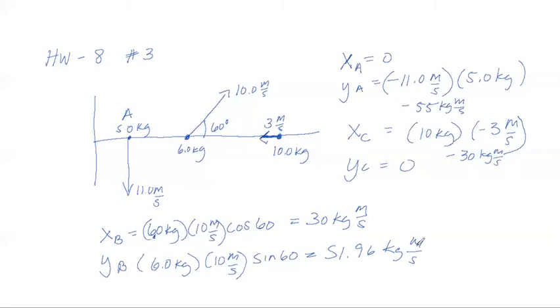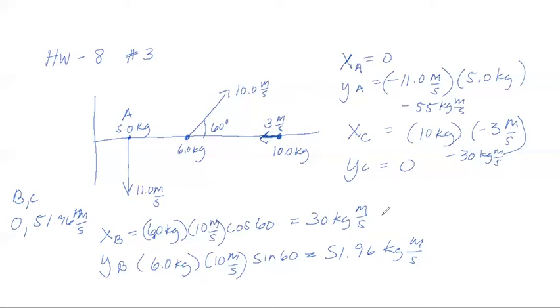And so I'm doing B and C. So all I have to do is add these. So B and C, I've got a 30 plus, C has an X component of negative 30, that's going to be 0, and 51.96 kg meters per second. That's B and C. Now all three, I'm just going to add them all up.